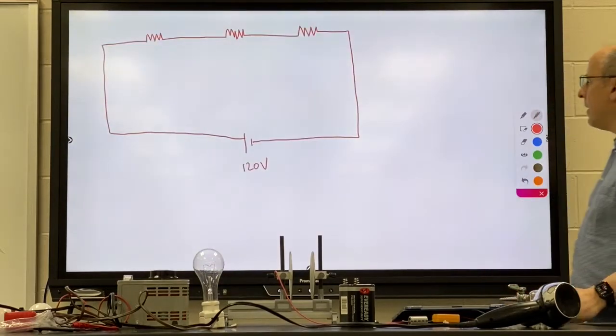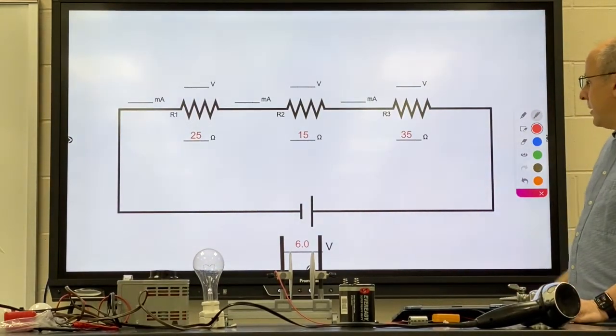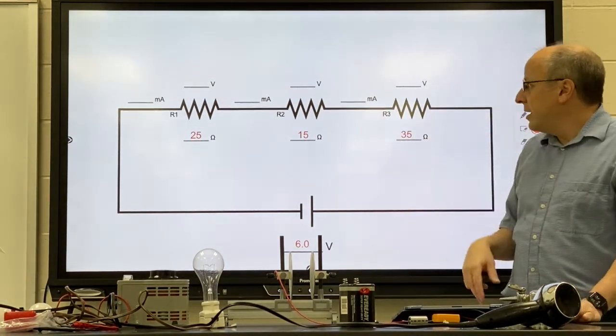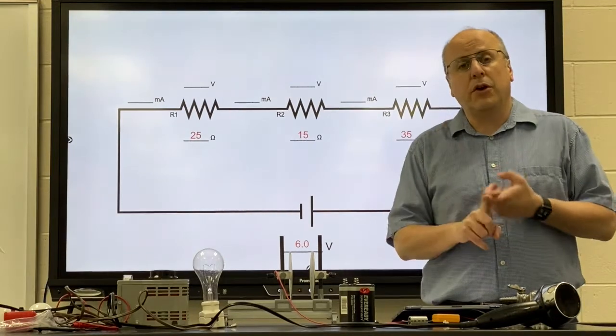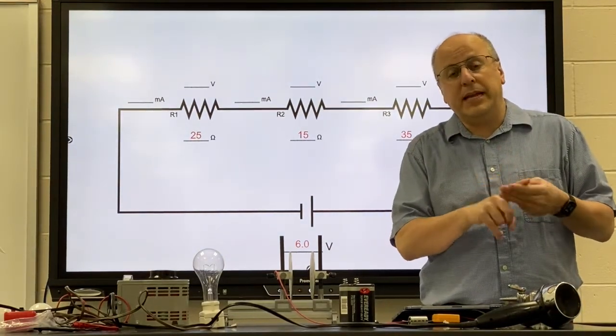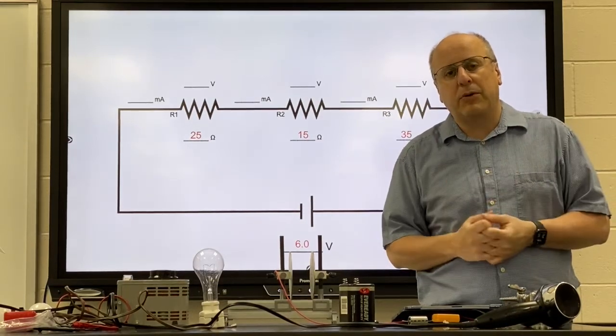I have one more I'd like you to try on your own. 6-volt battery hooked up to 3 resistors. I want to see if you can find the total resistance, the total current, the current going into each one, the voltage of each one, and finally the power of each one.